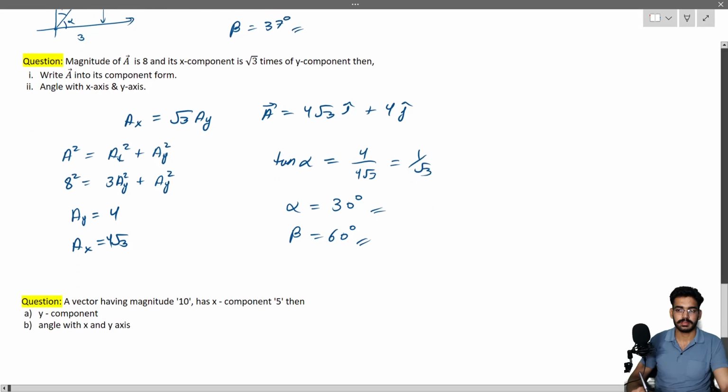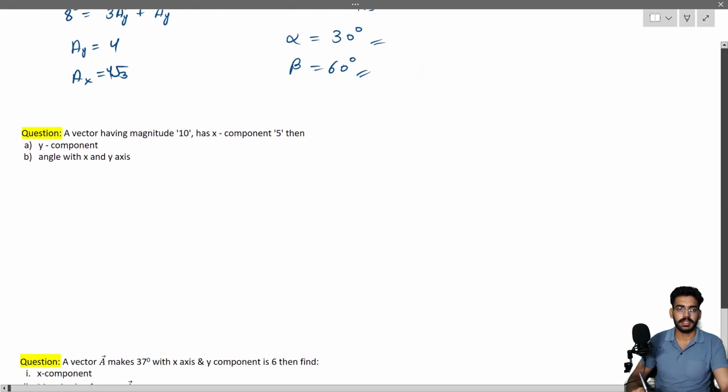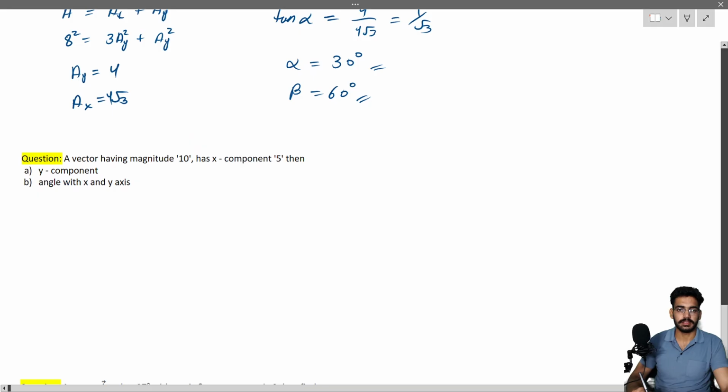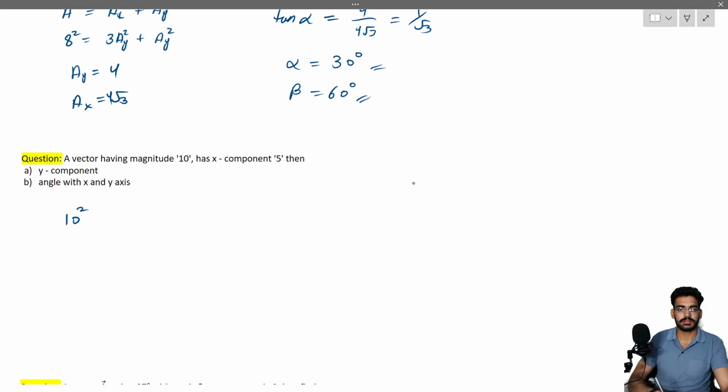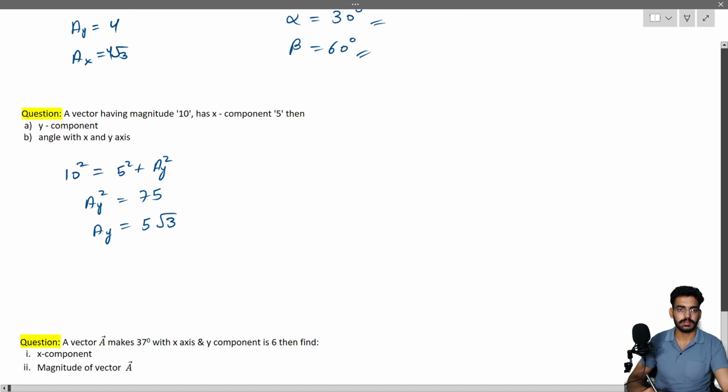Next question we can see, my A vector having magnitude 10 has x component 5, then the y component equals to? Simple, 10 square is equal to 5 square plus ay square, right? So ay square equals 100 minus 25, that is 75. So ay is equal to root 75, right? Root 75 is 5 root 5. Sorry, 5 root 3. Okay, 5 root 3. So the y component he asked.